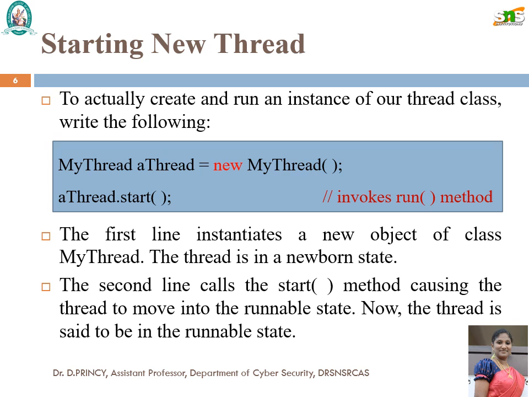The first line instantiates a new object of the class. This is known as the newborn state. The second line calls the start method, causing the thread to move into the runnable state. Now the thread is said to be in the runnable state.